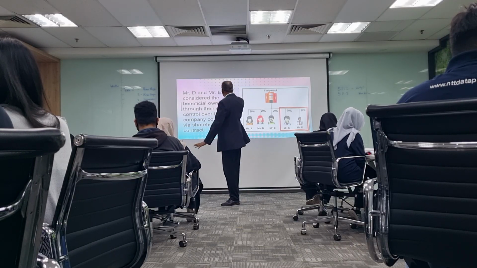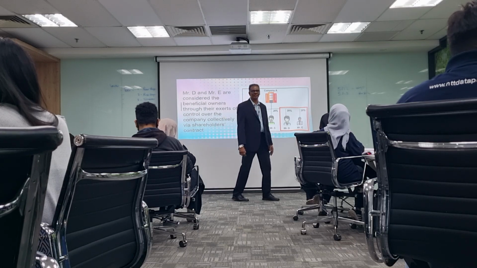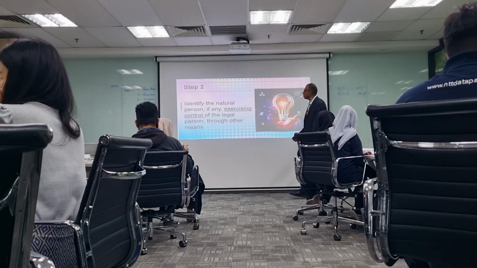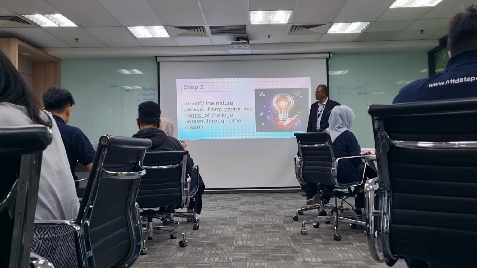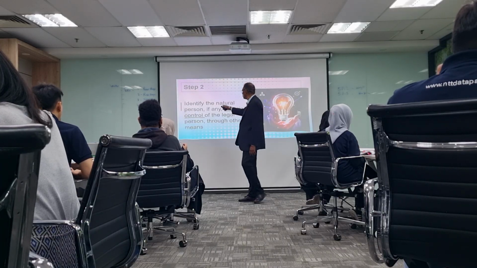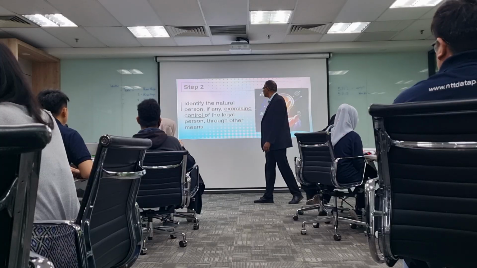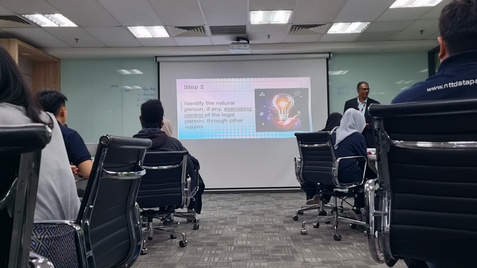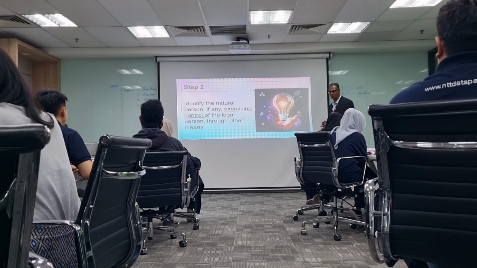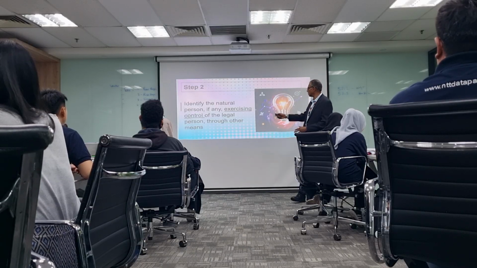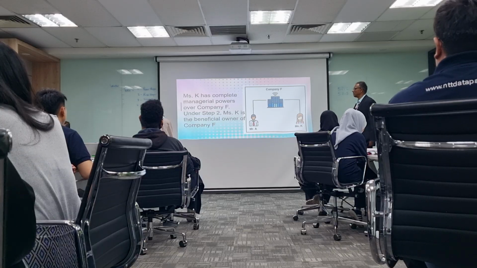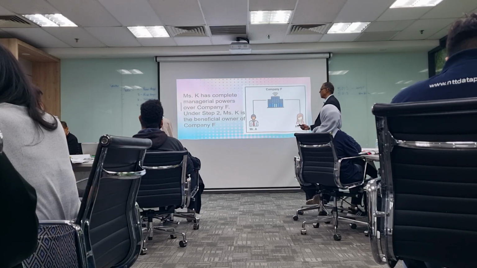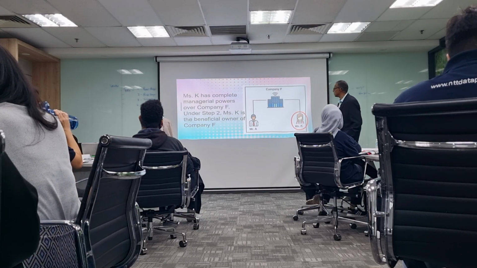Now, if these things are not so easily known to us and the BO is still not found, then you go to step 2. Step 2 says identify the natural person who, if any, exercises control over the legal person through other means. What can the other means be? Your contract, power of attorney, all these things give them the power to do that. So in this case, Miss K has complete managerial powers over company F under step 2. Miss K is the BO of the company.